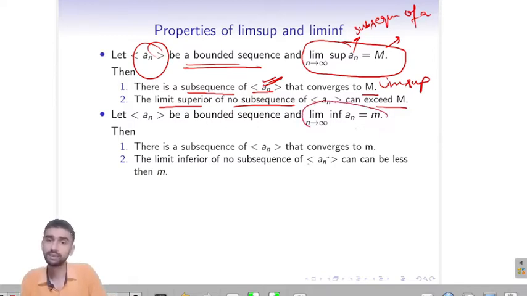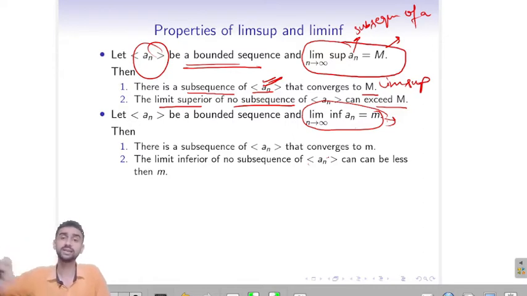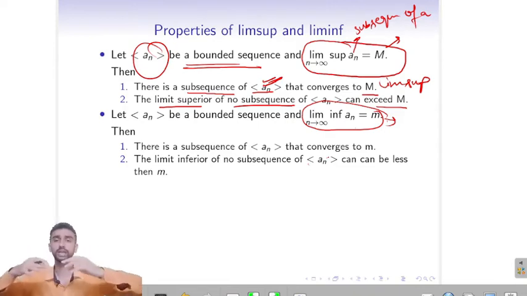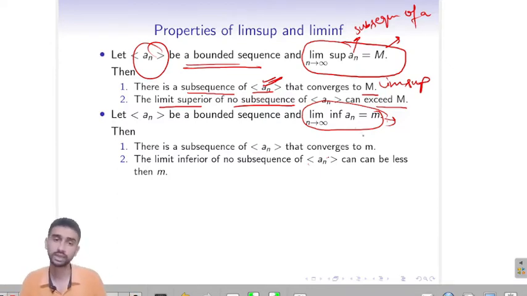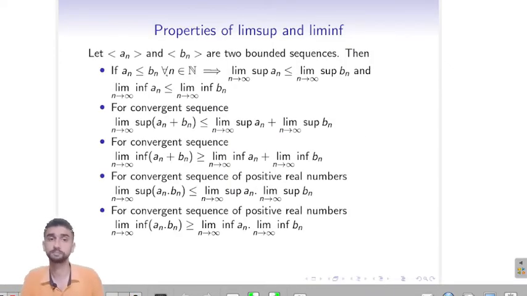If this is the LimInf of the set, let's say small m, then you take any subsequence of the sequence, it can never be less than the LimInf. LimInf means the limit inferior. So nothing can be less than small m, and no subsequence can converge below it.